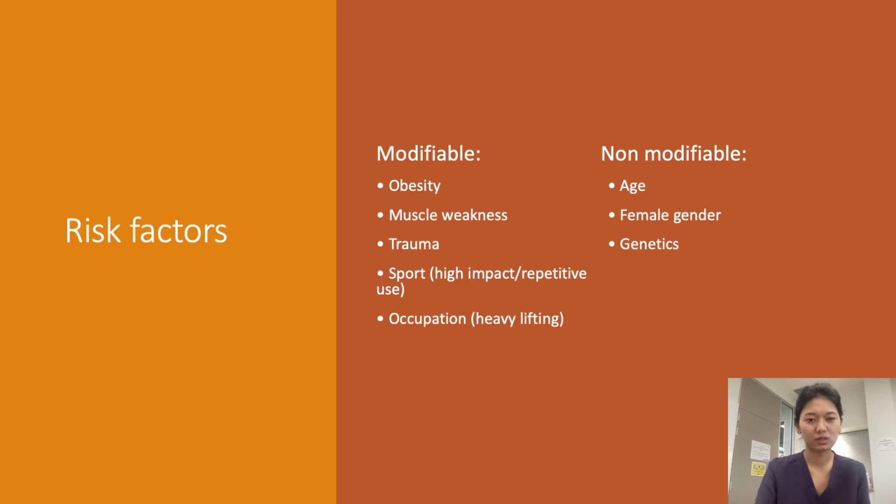Risk factors for osteoarthritis can be classified into modifiable and non-modifiable ones. The modifiable ones are obesity, muscle weakness, trauma, sport, particularly the ones that involve high impact or repetitive use of the joint, and occupation as well, especially if it involves a lot of heavy lifting. Non-modifiable ones are age, female gender, and family history.